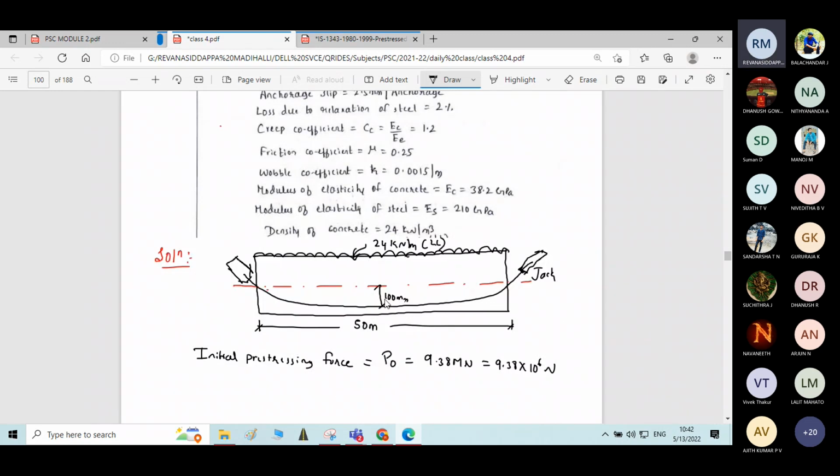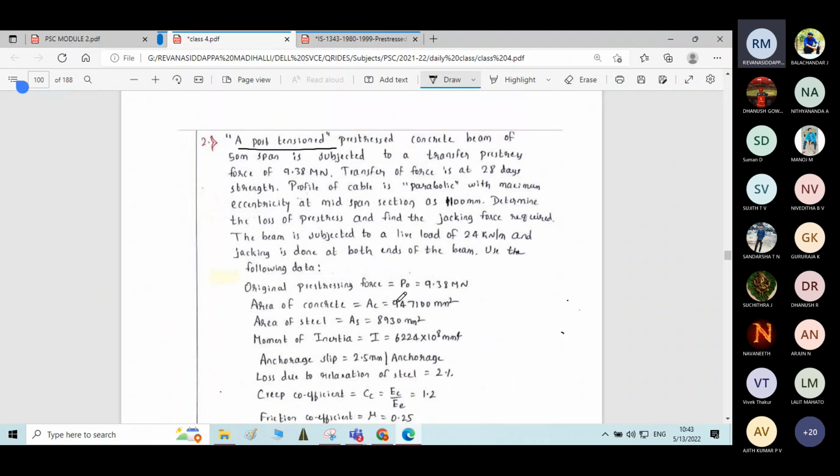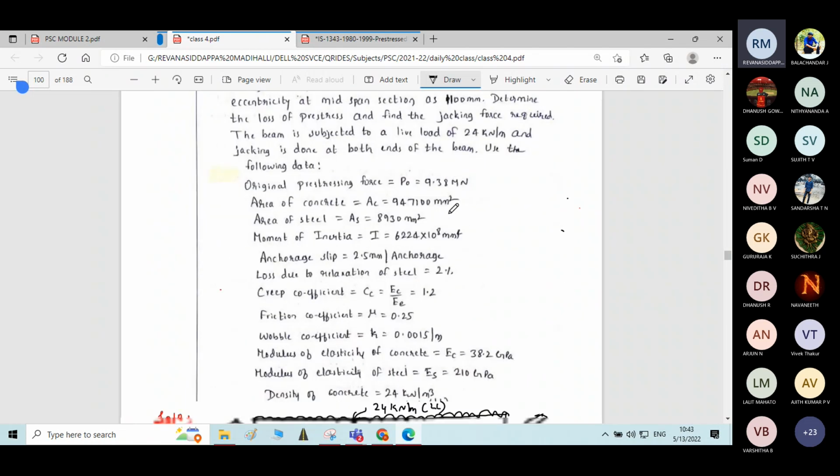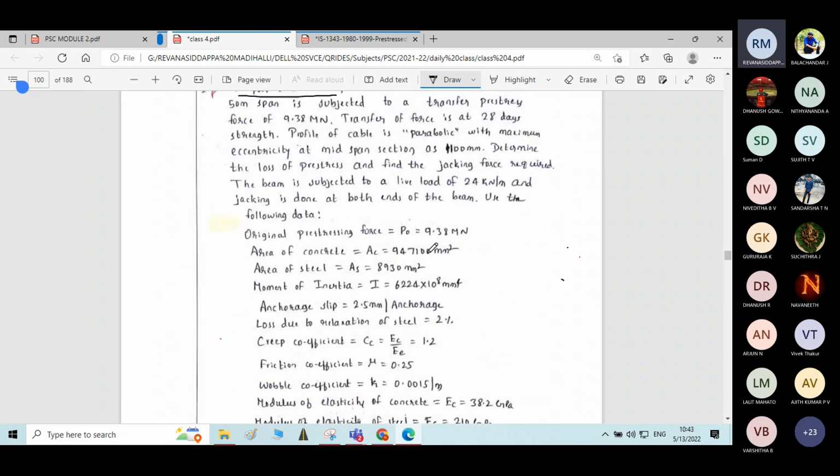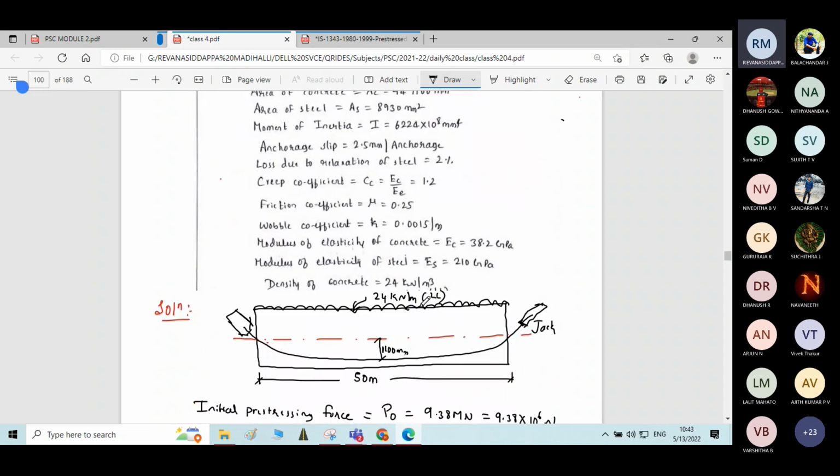Here it is written as 100 mm. Please correct it to 1100 mm. It is a parabolic cable having an eccentricity of 1100 mm at the center of span. Determine the loss of pre-stress and find the jacking force required to avoid the losses. I'll explain how to find this jacking force. The beam is subjected to a live load of 24 kN per meter, which I have mentioned in the figure. And jacking is done at both ends of the beam.